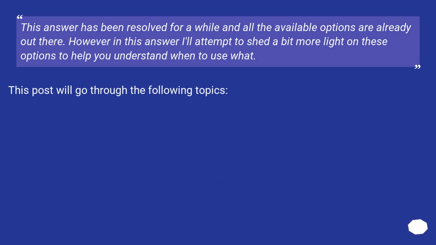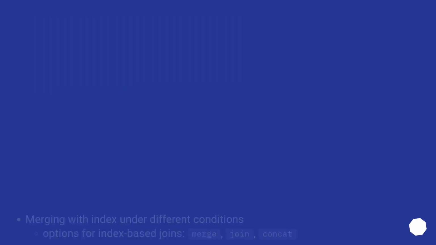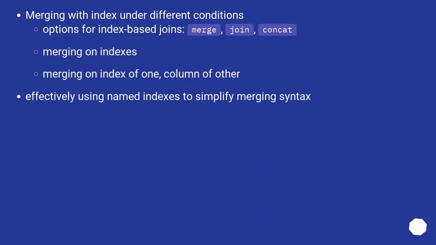This question has been resolved for a while and all the available options are already out there. However, in this answer I'll attempt to shed a bit more light on these options to help you understand when to use what. This post will go through the following topics. Merging with index under different conditions. Options for index-based joins: merge, join, concat, merging on indexes, merging on index of one, column of other, effectively using named indexes to simplify merging syntax.